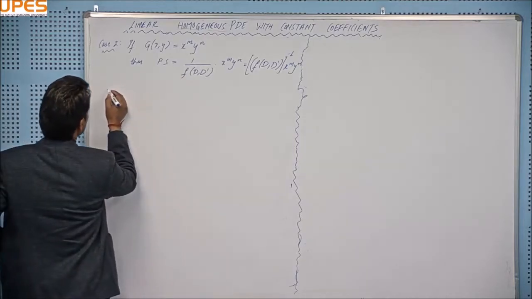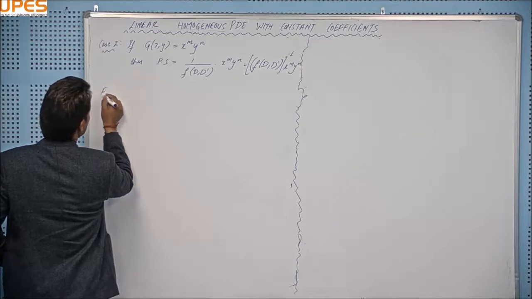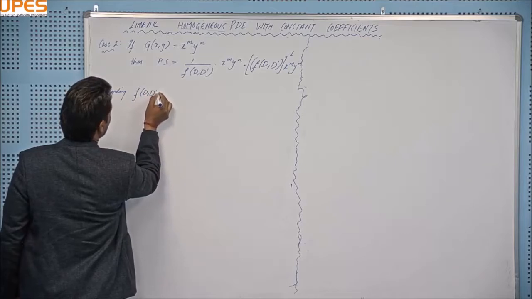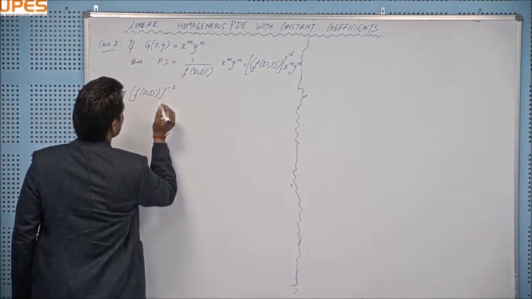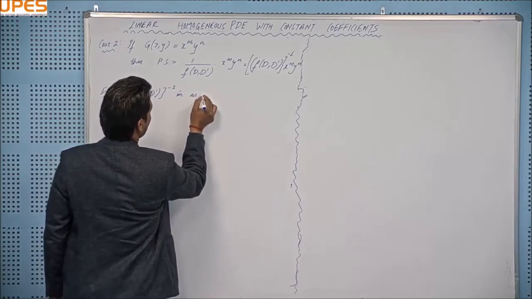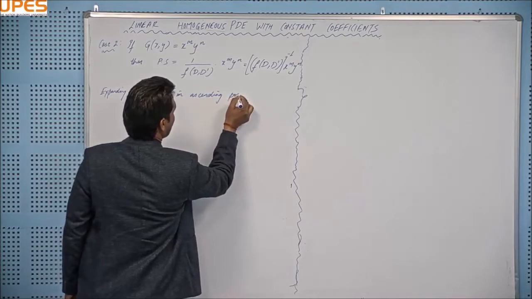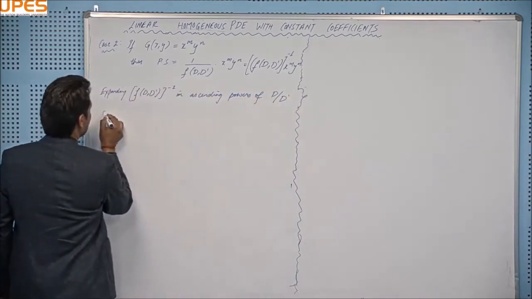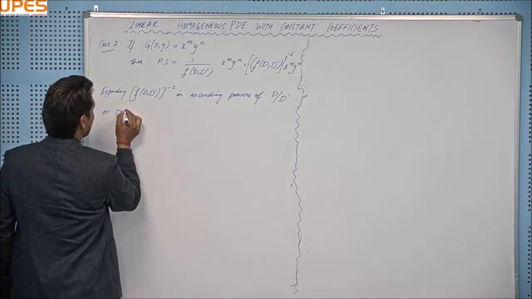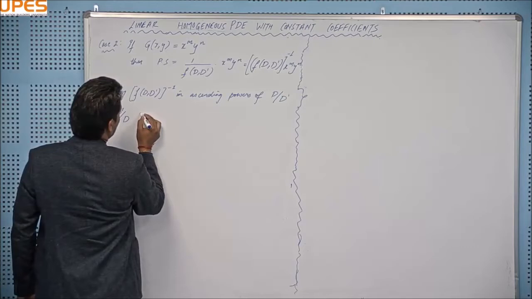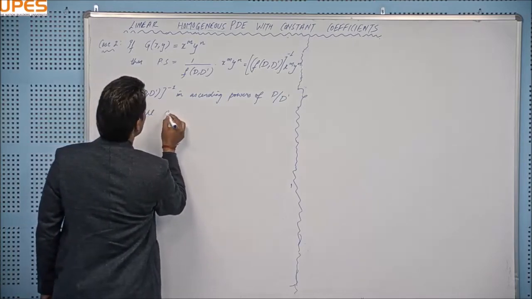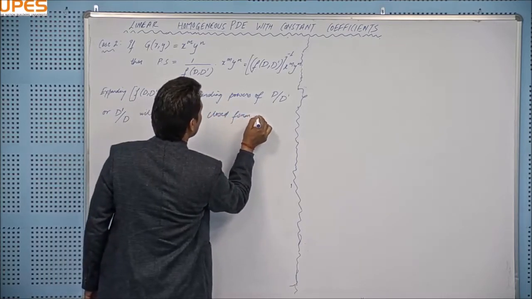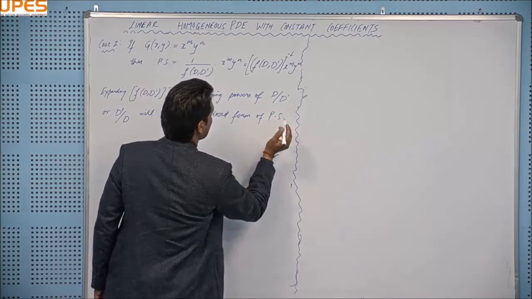And expanding f(D, D') to the power minus 1 in ascending powers of D over D' or D' over D will give the closed form of PS, right?